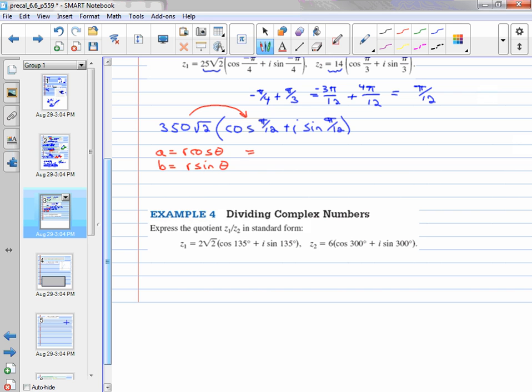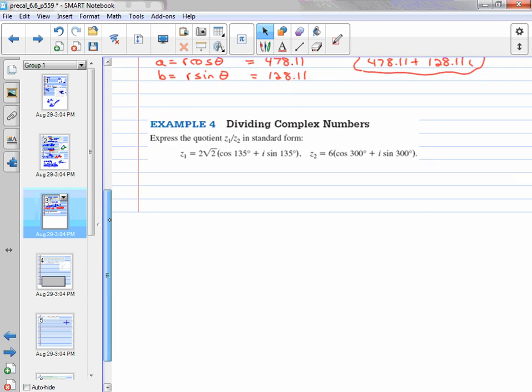So it's really just distributing that trig form. Make sure you're in radian mode. You should get 478.11 for the a. For b, r sine theta, so 350 square root of 2 times the sine of pi over 12, 128.11. That's the b value. So standard form, 478.11 plus 128.11 i. There is the standard form of that solution.